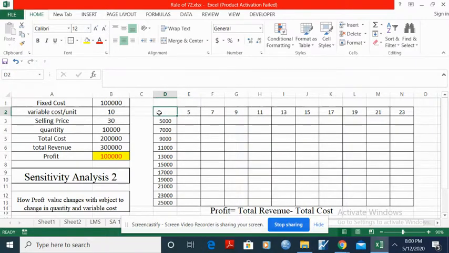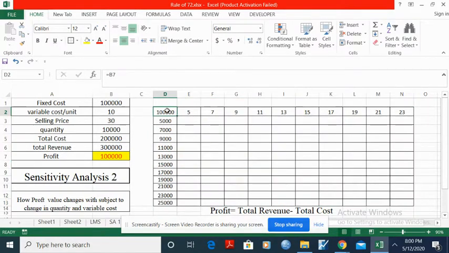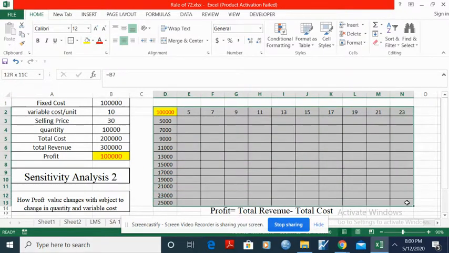The very first cell of the table, just select equal to. What is to be changed here? Profit is to be changed. Select the profit and press enter. Then select the entire table. Here this very first cell of the table plays a very important role. Now select the entire table.